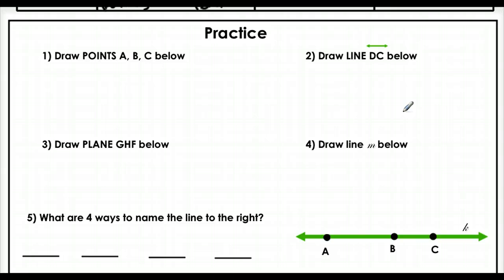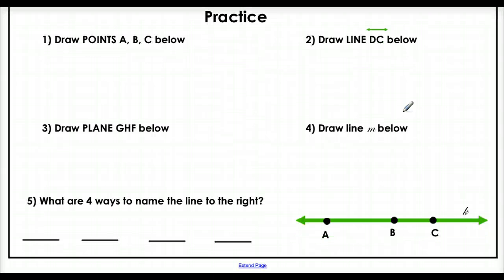Okay, so here, let's do a little practice on this. Let's do a little drawing, okay? First, we want to draw points A, B, and C. 1, 2, 3, A, B, C, done and done. Do that for yourselves. The second thing is to draw a line DC, and this right here also tells us that's a line. So what we're going to do is take out your ruler. I got my cool little tool, and we're going to just draw it right there.